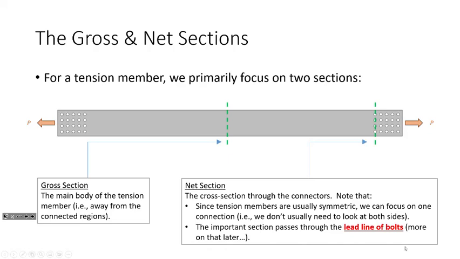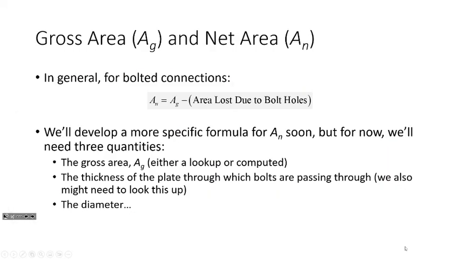It's got holes in it, right? There's holes drilled in it, right? So if you want a simple, conceptual definition, how do you relate the gross area and the net area? Well, for bolted connections, in general, the net area equals the gross area minus the area lost due to the presence of bolt holes, right?